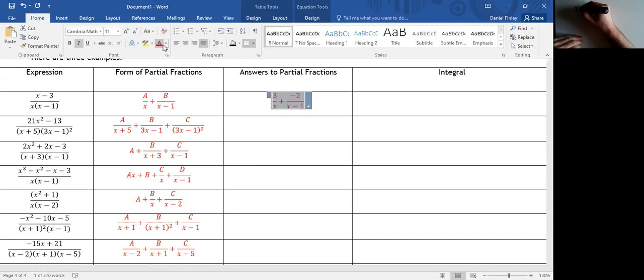I'm going to times by the denominator, and I'm going to get a times, well, the x plus 5 will cancel out, so just 3x minus 1 squared, plus b times, well, one of the 3x minus 1s will cancel out, so I've got (x plus 5) and (3x minus 1) left, plus c times, the fourth (3x minus 1) will cancel out, so it's (x plus 5). Okay, so first of all, think about what the magic numbers are.